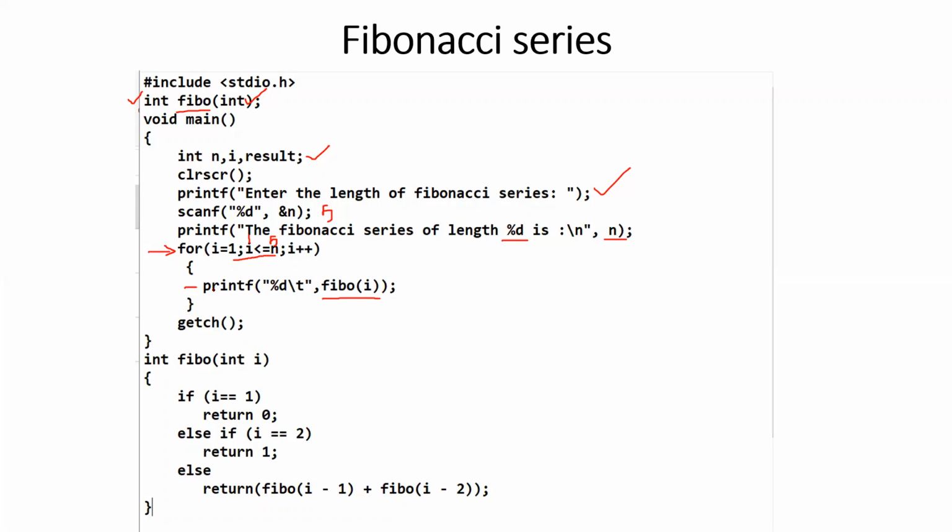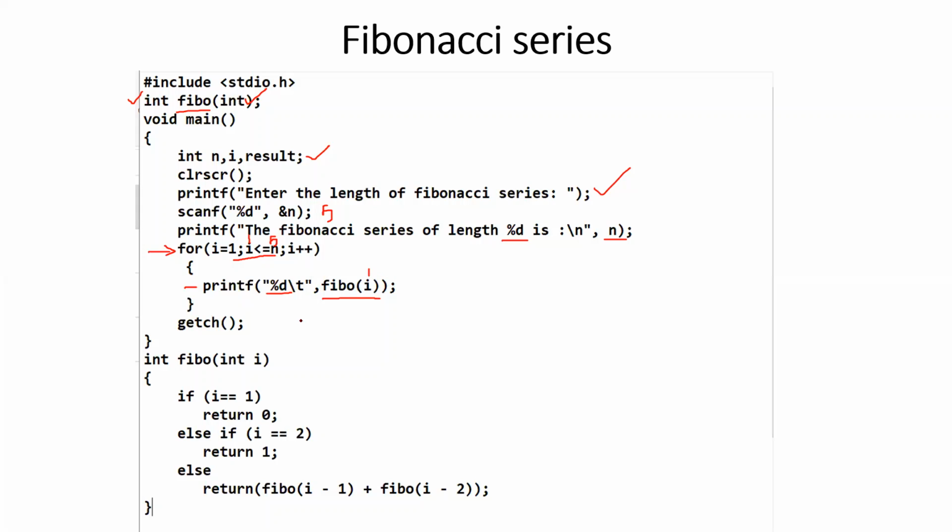Listen here, we are not calling just like that. Within the printf statement, we are calling Fibo. Understood? So what will be printed over here in place of this conversion symbol? The result of this Fibo of I will be printed over here. We don't know the result of Fibo of I. What will happen? Now the current value of I is 1. It will be calling Fibo of 1.